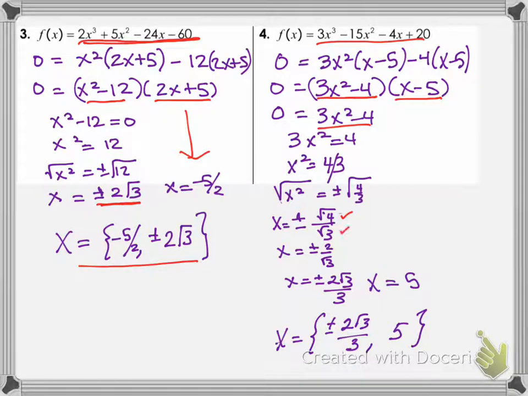Split that square root up because you can't have a fraction under a radical. And square root of 4 simplifies to 2. And square root of 3 you have to rationalize, so multiply by square root of 3 over square root of 3. And you're left with 2 square root of 3 over 3. And then bring this one down, x equals 5. So our final answer was plus or minus 2 square root of 3 over 3 and 5. So those are your 2 other examples.